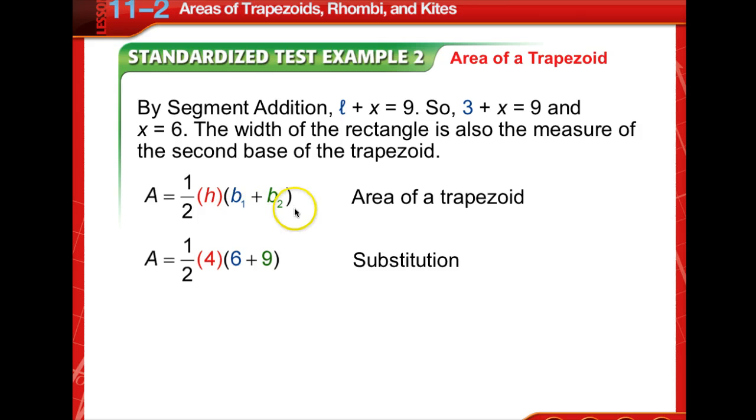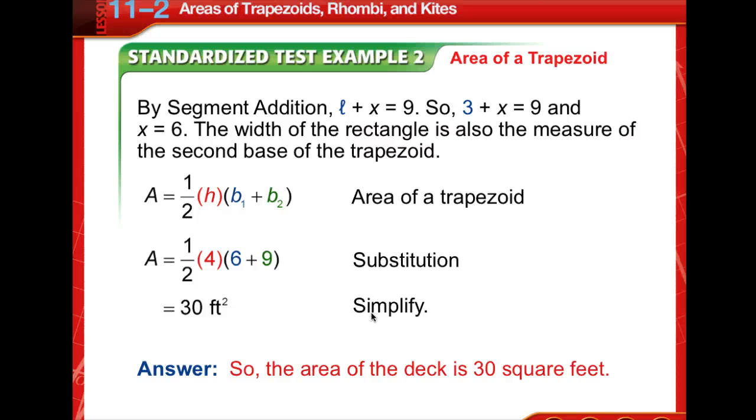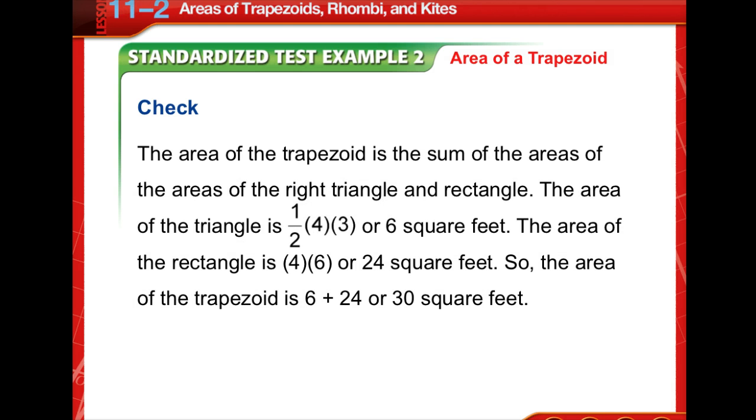So we substitute what we've found into the formula for area of a trapezoid and simplify. So the area of the deck is 30 square feet. We can check our answer. The area of the trapezoid is the sum of the areas of the right triangle and rectangle. So the area of the triangle was 6 square feet. The area of the rectangle is 24 square feet. So the area of the trapezoid is 6 plus 24, or 30 square feet.